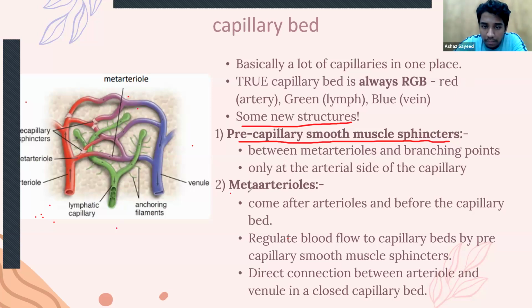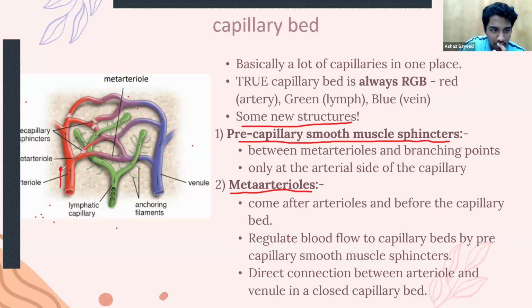Now we have something called metarterioles. Metarterioles are between the arteriole and the capillary, like the transition zone. So look at the diagram here. This was an arteriole.